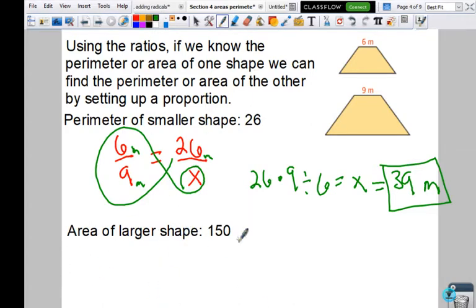So I know that the area of the larger shape is 150, so I can find the area of the smaller shape now. So I'm going to go 6 over 9 is going to equal the area of the smaller shape over the area of the larger shape. So I know that if the area of the larger shape is 150, I'm going to find the area of the smaller shape, it's going to look like this. But we have one other thing.